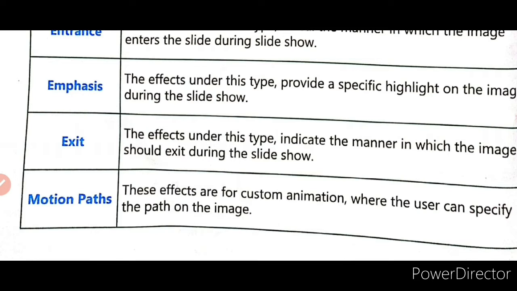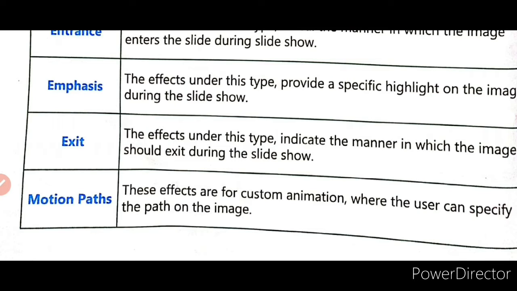Okay, so when you choose this exit animation effect and click on the slideshow function, the image will exit during the slideshow. So what is the fourth animation effect? Motion paths. These effects are for custom animation where the user can specify the path on the image.